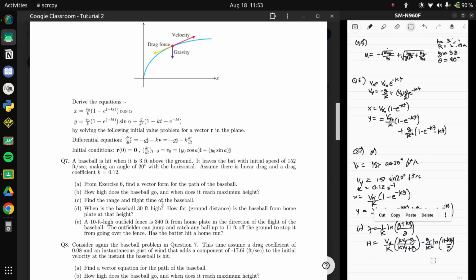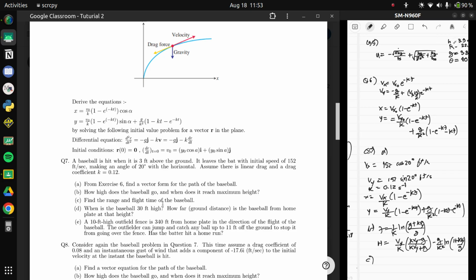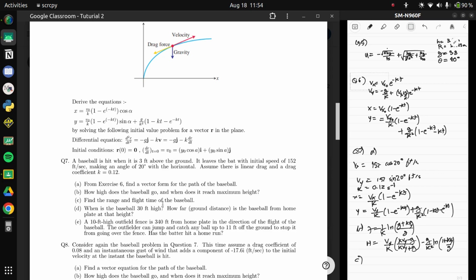Let's go to the next thing. So that was just B, right? What about C? C is find the range in flight. So you would want when is y equal to 0. Why is it getting so much weirder suddenly?